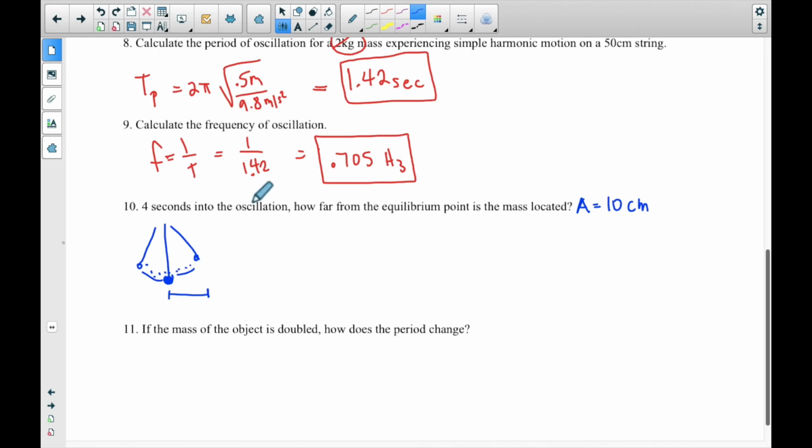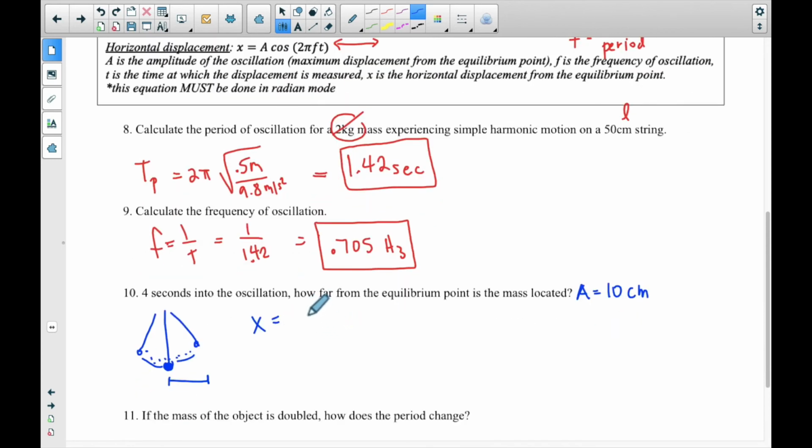So we're going to use that equation. We're solving for x. Our A, we had to put it in there a second ago, is 0.1 meter. And then we take that times the cosine of 2 pi times frequency, which is 0.705, times time. And the time is 4 seconds. This equation is just going to be one that you're going to use off of the sheet. I mean, memorize it maybe, but just use it off of the sheet. To go through and derive where all that came from, I think might at this point be more confusing. So just know that this is the equation we're going to use.